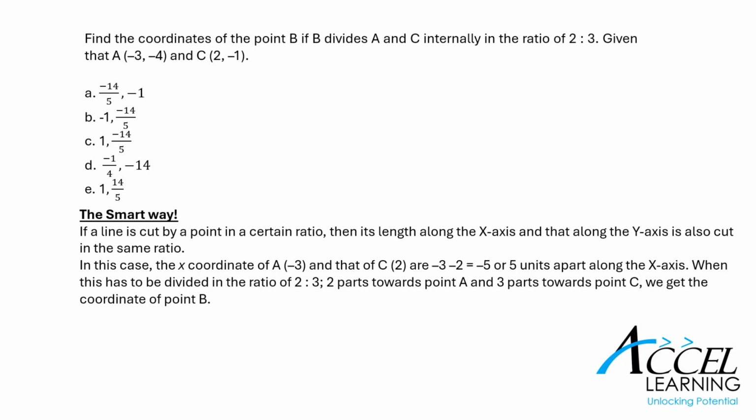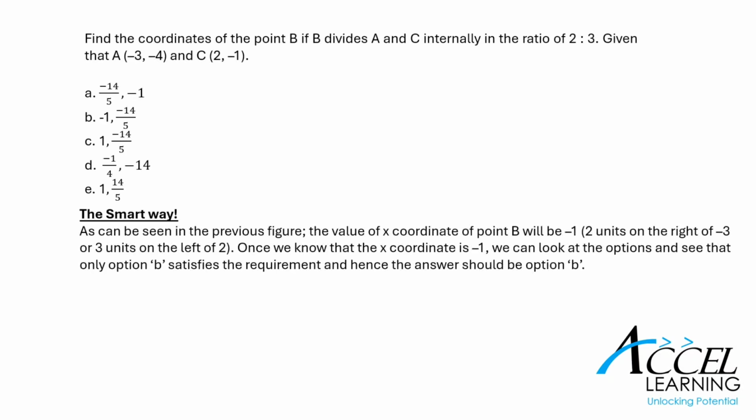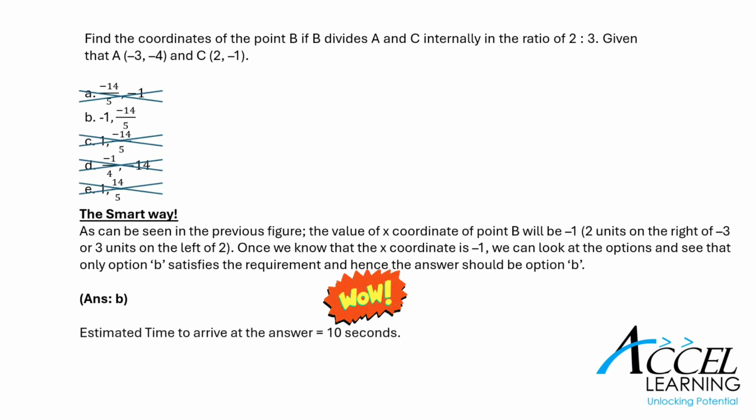Refer to the graph as shown in the video. As can be seen in the previous figure, the value of the x-coordinate of point B will be -1, which is 2 units on the right of -3, or 3 units on the left of 2. Once we know that the x-coordinate is -1, we can look at the options and see that only option B satisfies the requirement, and hence the answer should be option B. And the estimated time to arrive at the answer is 10 seconds.